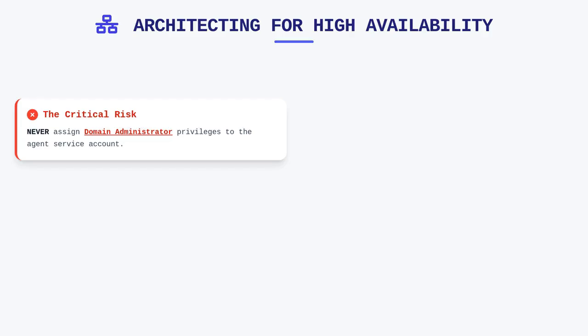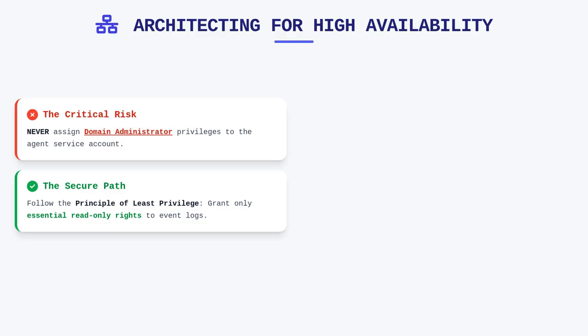Architecting for high availability requires a thoughtful approach to service accounts and network connectivity. You should never assign domain administrator privileges to the agent service account. Instead, adhere to the principle of least privilege by granting only the essential read-only rights to the event logs.